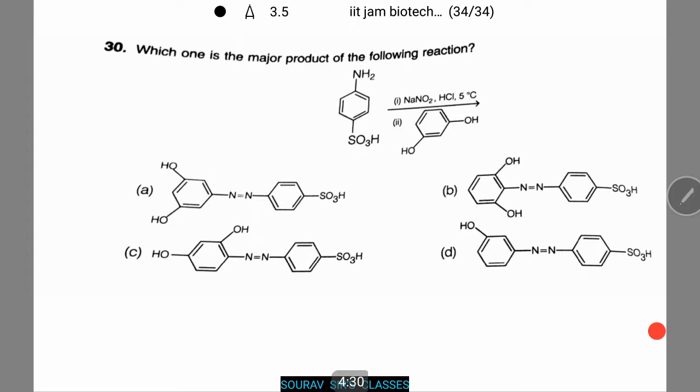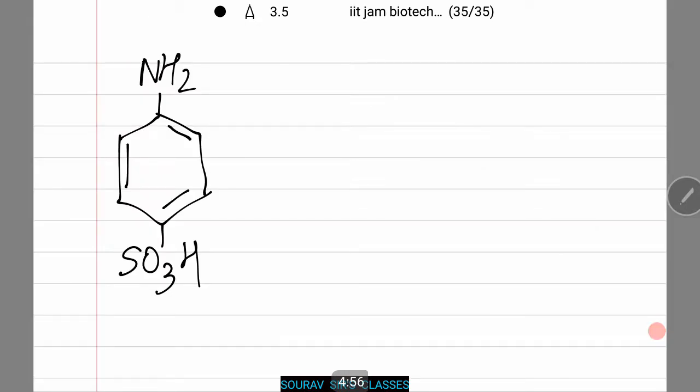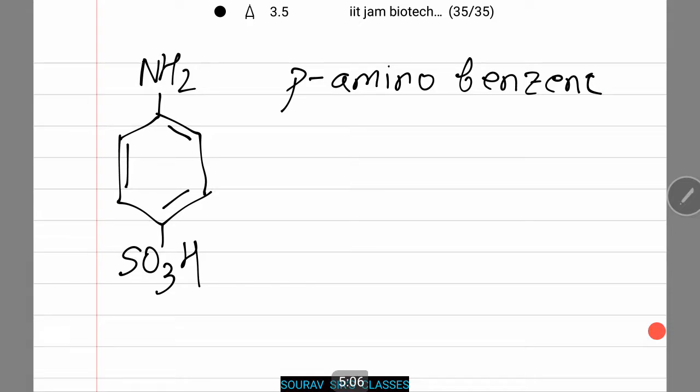Now we need to consider the reaction given to us. Over here we have NH2SO3H with a benzene ring, when treated with NaNO2 and HCl at 5 degrees Celsius and ethanol. Let's see how this diazotization reaction takes place. This compound that is given to us is known as p-amino benzene sulfonic acid.